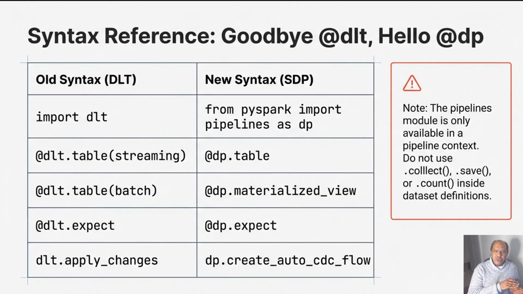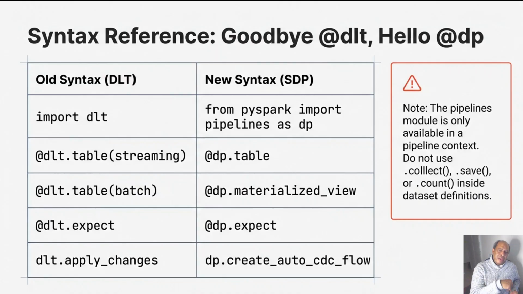This means you cannot use .collect, .save, or .count inside the dataset definition. These are action methods that would trigger computations, but in a declarative pipeline, you are just defining what you want. You are not performing actions. This is defining what you want. The engine handles when and how to compute it. This is a common problem for people transitioning from imperative to declarative code.